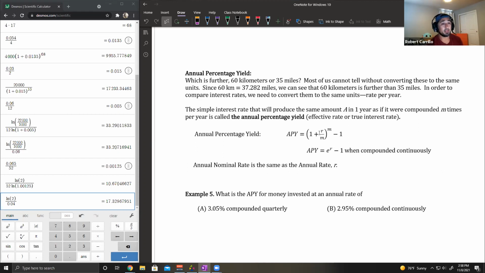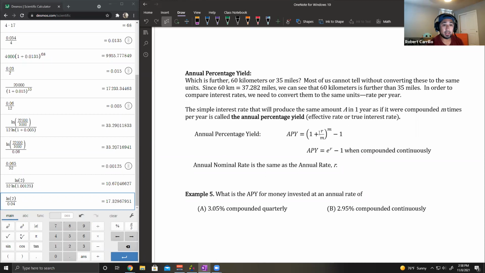Okay, so reading this, it says, which is further, 60 kilometers or 35 miles? We don't know unless we actually know those conversions. Well, 60 kilometers is 37.282 miles. So we see that 60 kilometers is just a little longer than 35 miles. So in order to compare interest rates, we need to convert them to the same units of rates per year.